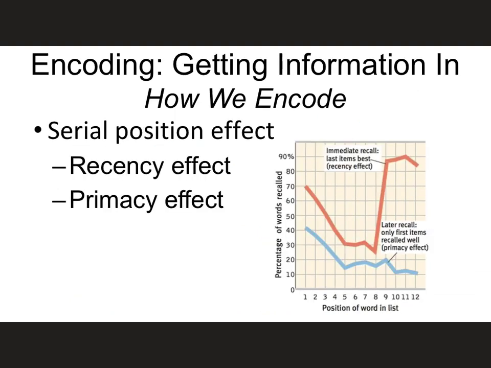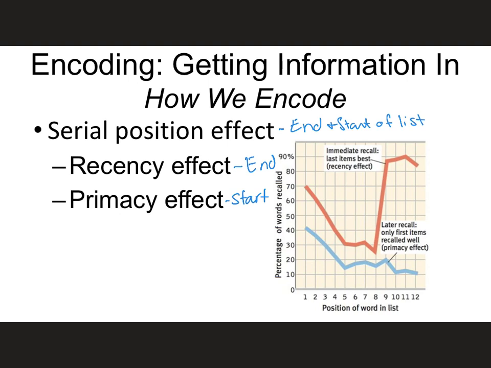Okay, how do we encode the information? The serial positioning effect says that we tend to remember things at the start and the end of a list. So recency is going to be the end. Primacy is going to be the start. The serial positioning effect says that we remember things at the end and start of a list.